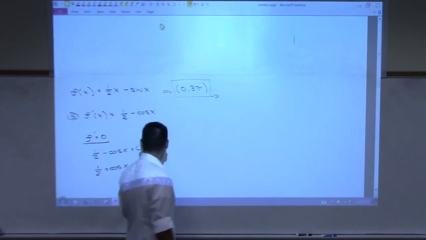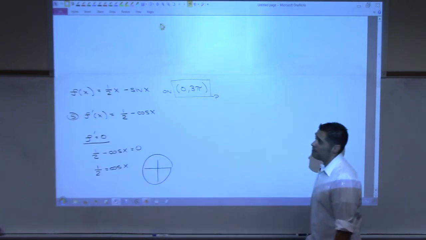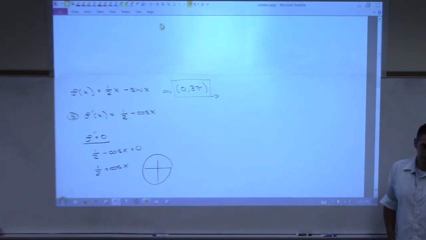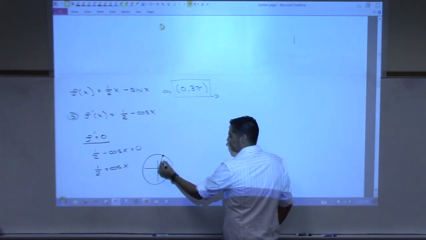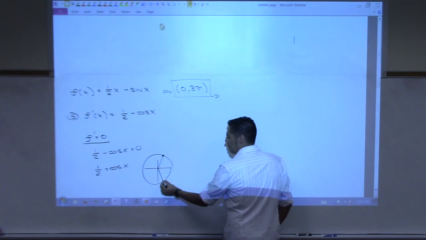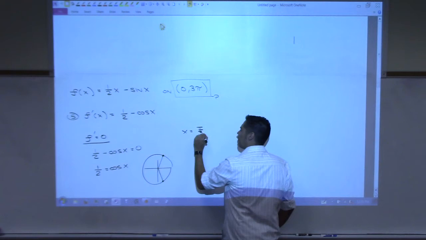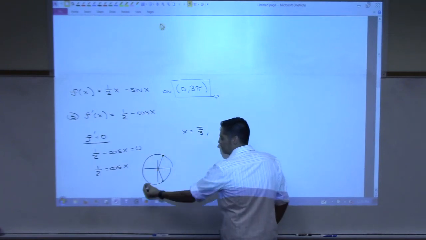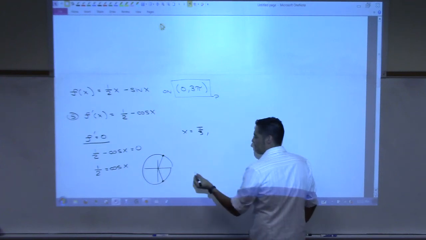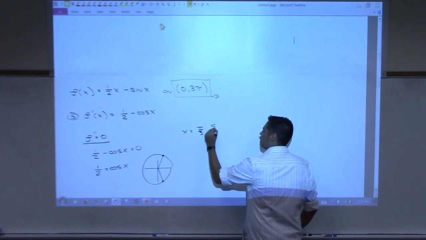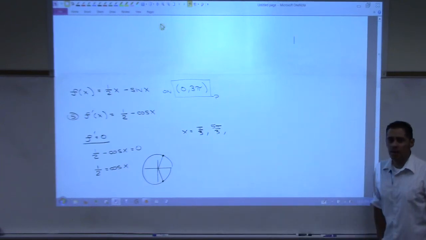So where's cosine 1/2? We go back to our unit circle. Cosine is which coordinate? The x coordinate. And so that's going to happen here and here, right? So this happens when x is pi over 3. And then we keep coming around, and what's this one? Five pi over 3.